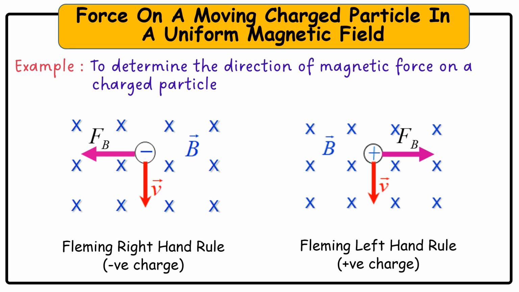If we have a positive charge moving with the velocity v perpendicular to magnetic field B, to identify the direction of magnetic force exerted on the positive charge, we can use Fleming's left-hand rule. And from Fleming's left-hand rule, we can identify the direction of magnetic force exerted on the positive charge is to the right.